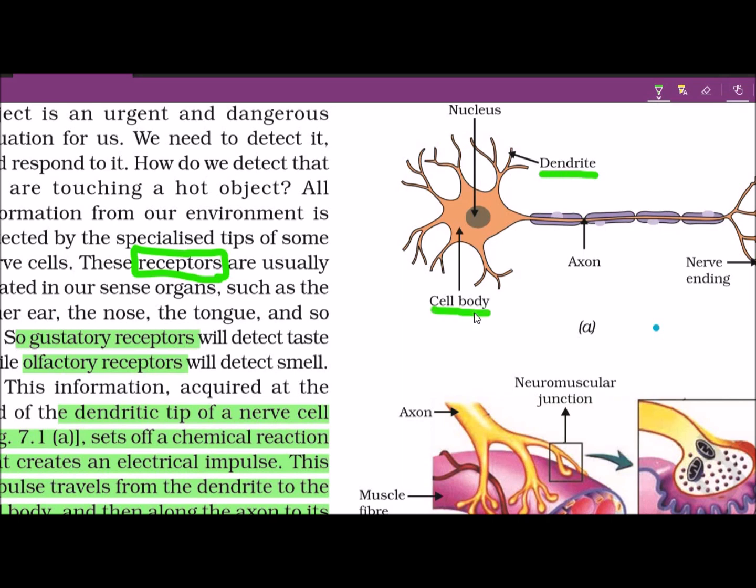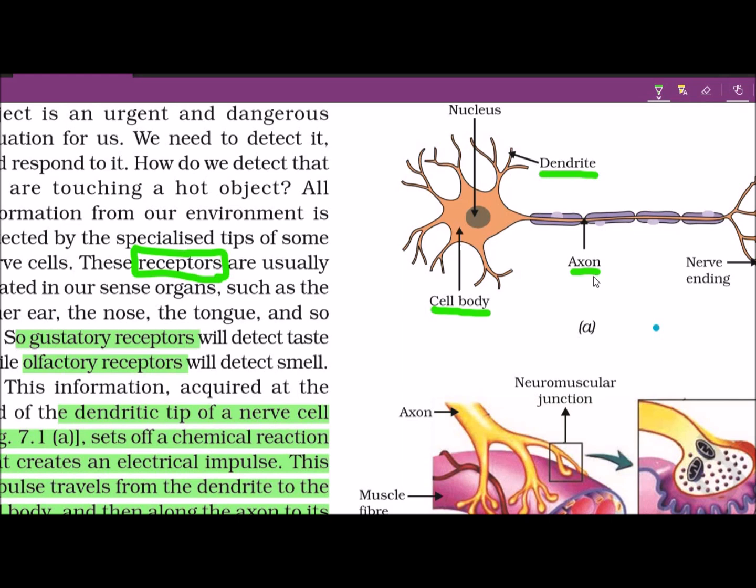The second part of a neuron is the cell body, which is also called the cyton or soma. The cyton has the cytoplasm and a nucleus, and it helps to pass the information acquired at the tip to the axon. The third and last part of the neuron is the axon.